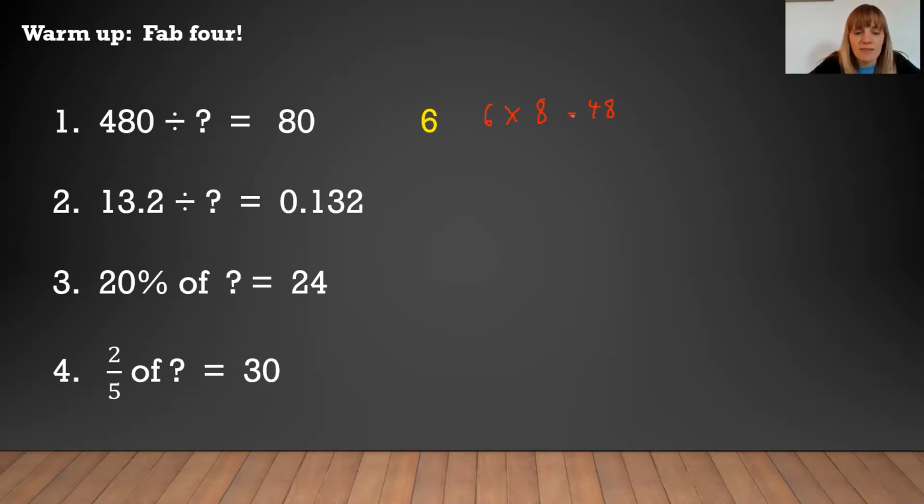13.2 divided by something gives me 0.132. Now, I felt it was a bit of a giveaway because all the digits, apart from the added 0 in the ones column, are the same. So it must be divided by 10, 100, or 1,000. So I could draw a place value chart, look at how many times it's moving, or I could think, what do I need to multiply 0.132 by in order to get 13.2?